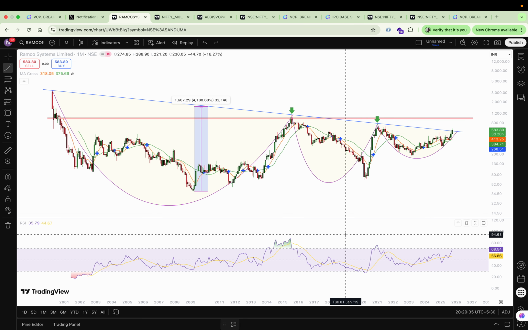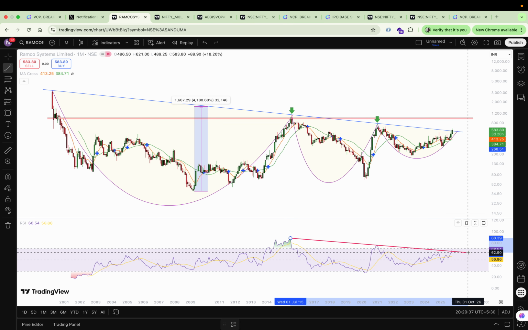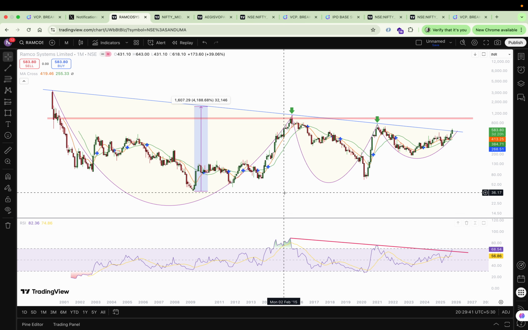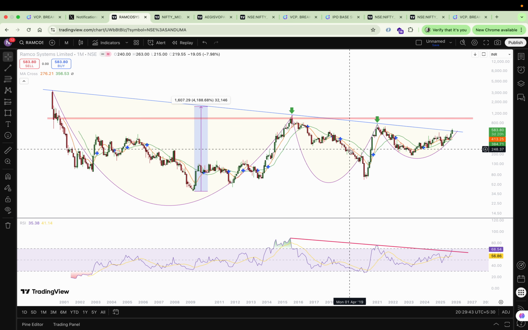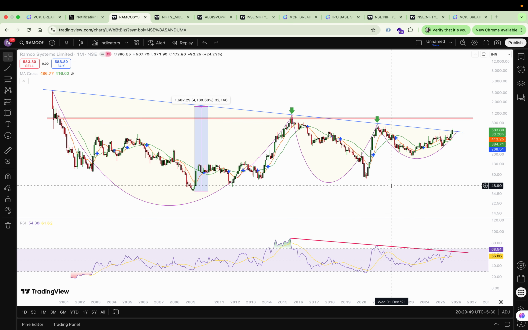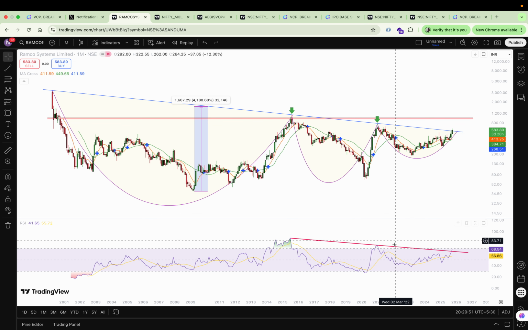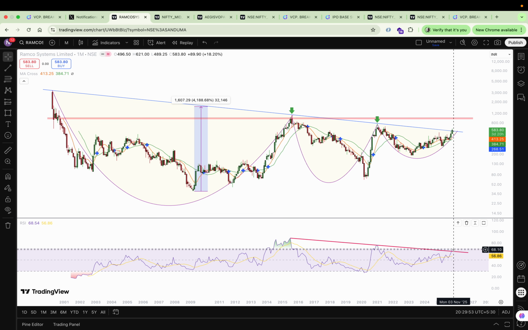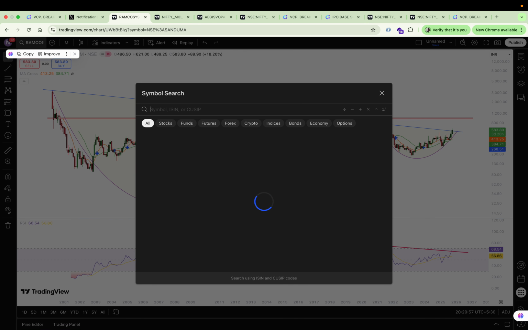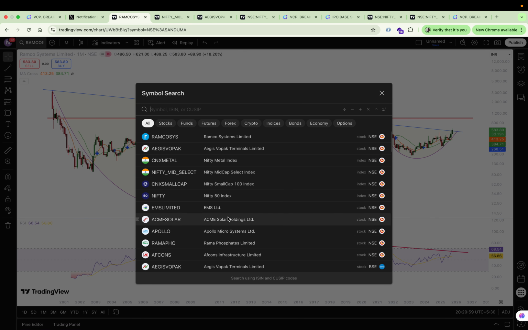One more thing, there is an RSI breakout, right? When you see such a big breakout on a monthly chart, that means it's a good stock to hold for midterm. Also, the RSI is giving a good bullish signal. So this is one good stock to look for.